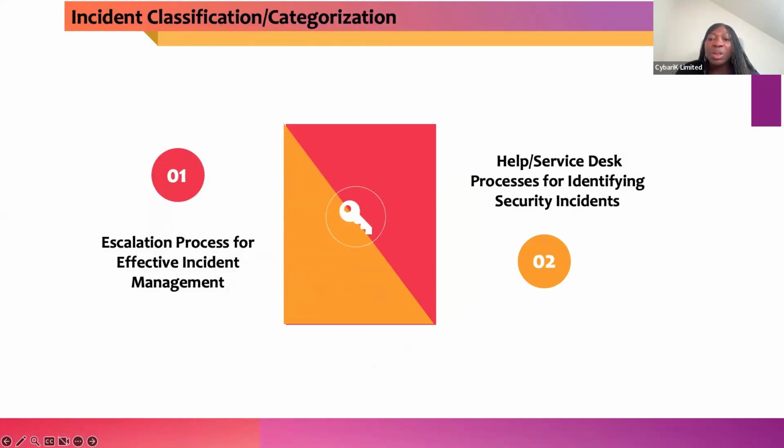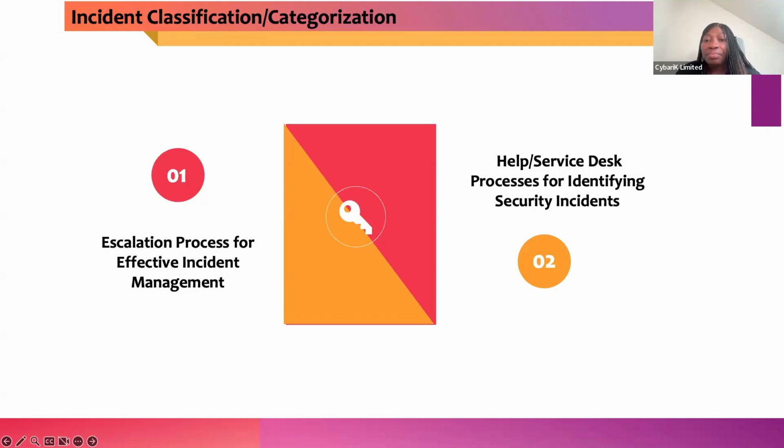In every organization, there should be an escalation process for effective incident management. Have steps. Have a process in place. Who are the people? Are there designated roles? In some companies, they will say we have a help desk or service desk. What is the role? What is it called in your organization? Because there must be a process to be able to classify and categorize incidents. So when people report an incident, for example, what is the next step? How do we classify? How do we ensure that the incident is categorized accordingly?